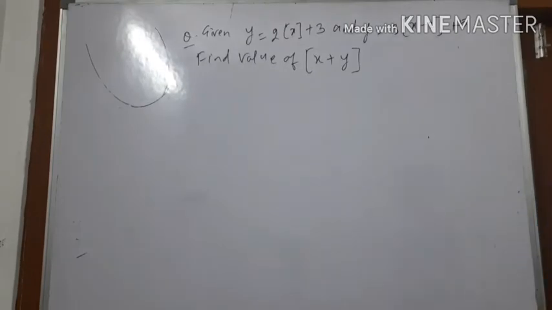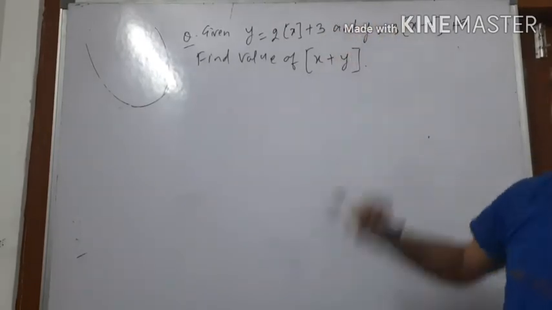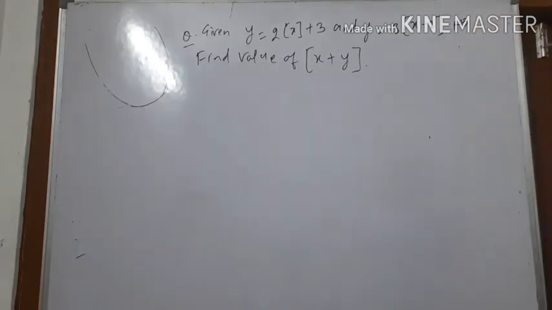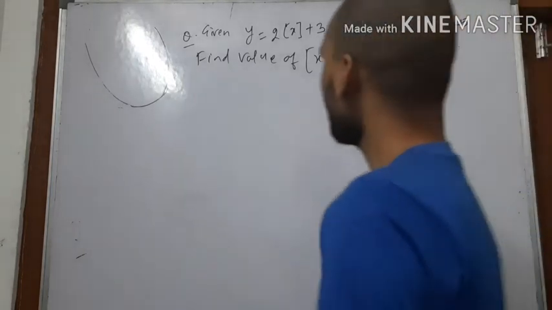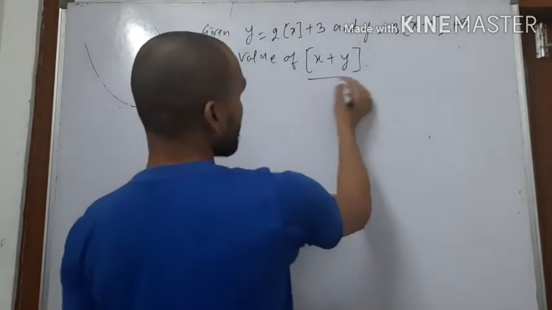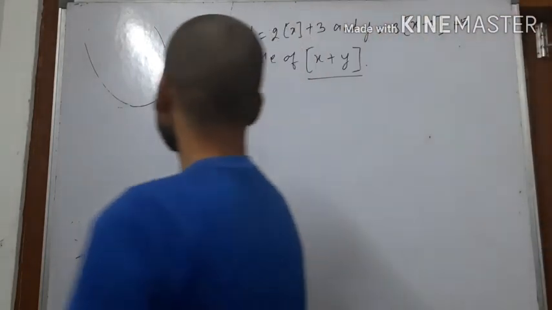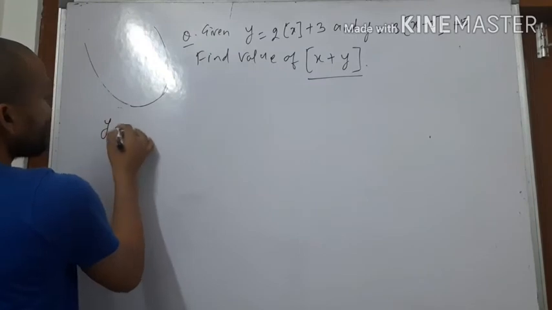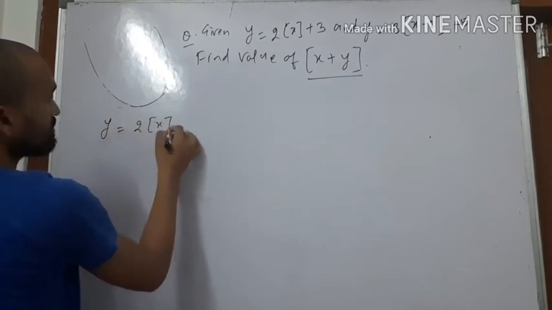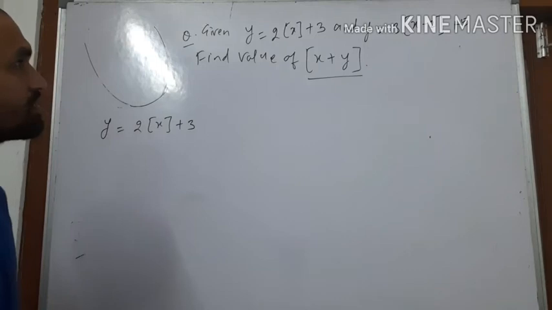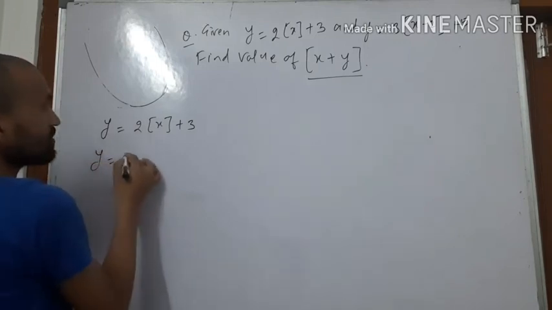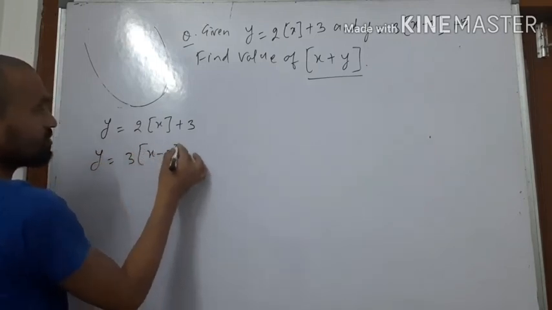Okay students, we have been given two equations: y equal to 2 greatest integer x plus 3 and y equal to 3 greatest integer x minus 2 plus 5, and we have to find the value of greatest integer x plus y. Okay, so let us start the solution. We have two conditions: y equal to 2 greatest integer x plus 3 and the next one is y is equal to 3 greatest integer x minus 2 plus 5.